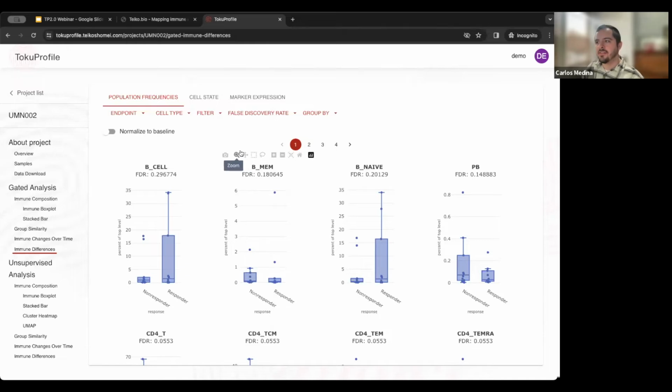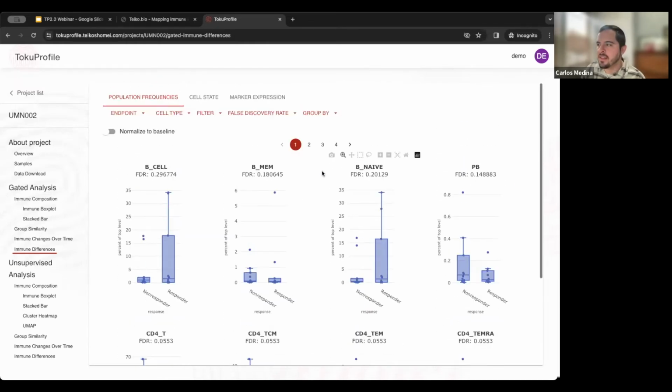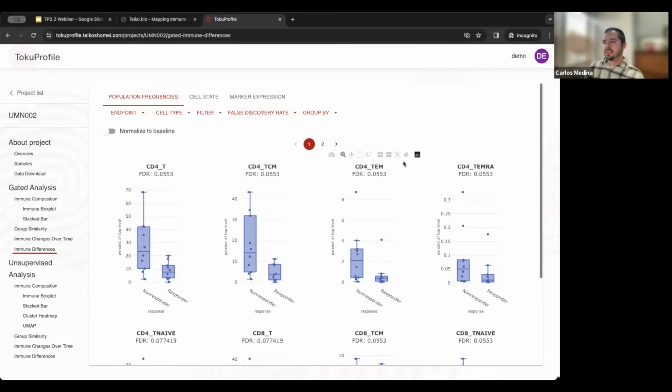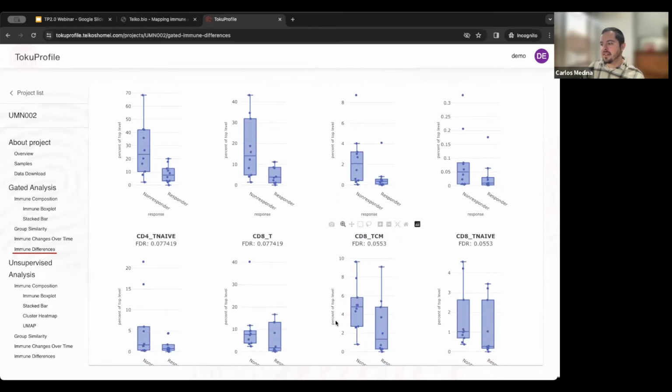And to try and identify, so here we have 4 pages. We're looking across all of the immune subsets analyzed. So let's use false discovery rate to give us an idea of what might be trending or significant. That'll give us a sense of where to look. So let's set this false discovery rate at 0.1. And now we can see all of these immune cell subsets that are trending and tend to trend higher in non-responders. So what are these?